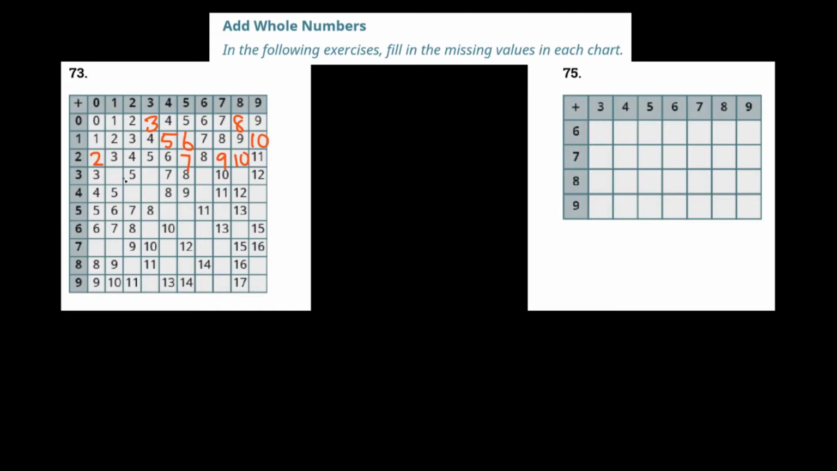We have 3 and 1 is 4. We have 3 and 3 is 6. This is 3 and 6 is 9. And then we have 3 and 8 is 11. And we can see here that these are all counting. So we can go ahead and quickly fill these in.